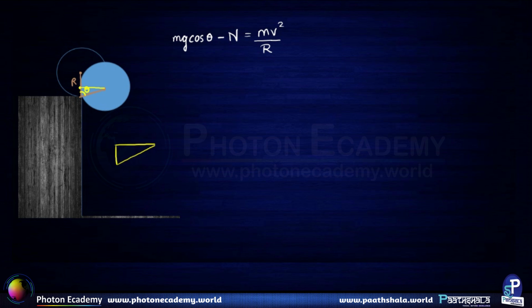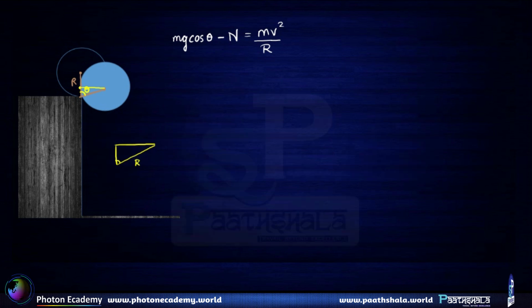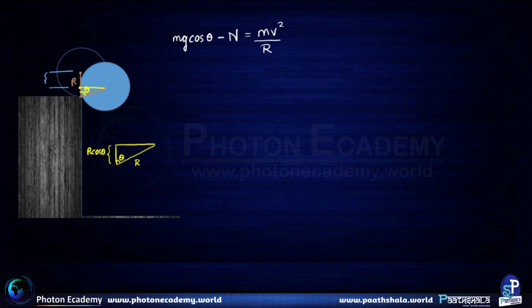I get this to be r, this to be theta. So this much part is r cos theta. The adjacent side to the angle theta happens to be r cos theta. Now the height dropped by the center of mass is this height.